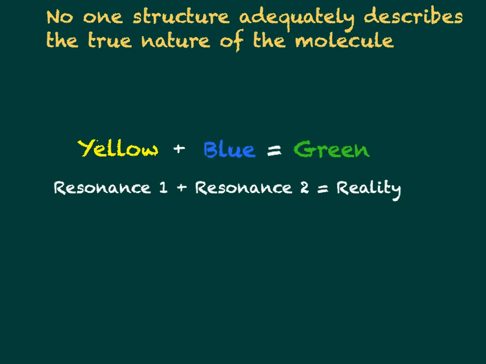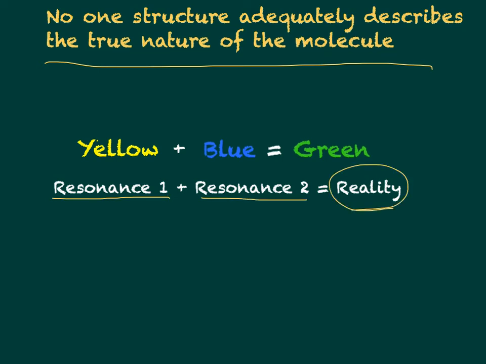Now, the key thing here is that no one structure adequately describes the true nature of the molecule. Much like yellow and blue make green, the different resonance contributing structures add up to what reality really is. When we took a look at the carbonate ion, when we measure the bond length between the carbon and the oxygen, it's not like it's a single bond length or a double bond length, but it's actually in between the two. It's like a bond and a half, which helps support the idea that the resonance contributing structures are constantly going through, and each one contributes to the overall structure of the real molecule.